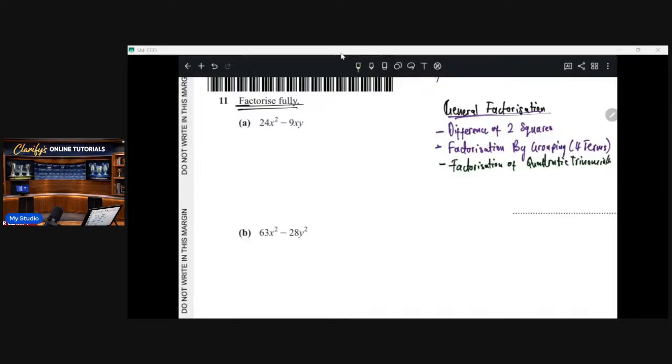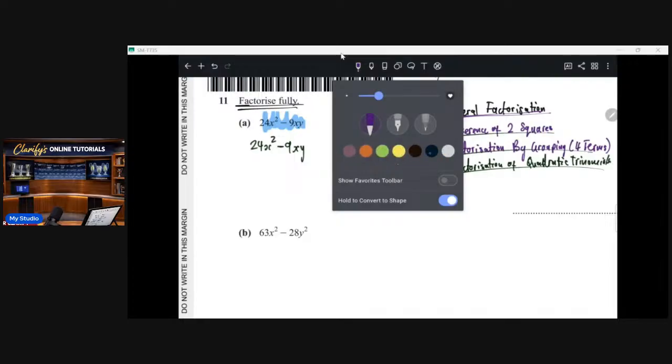These are the different types of factorization that you must know. So when you're asked to factorize, you check 24x squared minus 9xy. First thing we check, is this the difference of 2 squares?